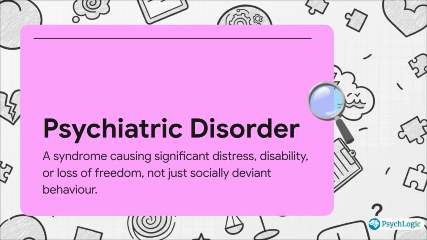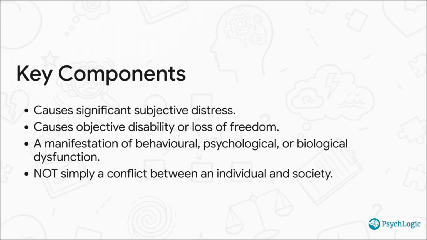And the definition also has these crucial exclusions. It's not just behavior that society happens to dislike, and it's not an expected response to something awful. This is where that line in the sand is drawn. Let's really pull this apart. First, subjective distress. The person is actually suffering. Second, objective disability. It's not just a feeling, it's actively getting in the way of their ability to function. Third, it has to point to some kind of dysfunction inside the person, whether that's behavioral, psychological, or biological. And finally, and this is so important, we'll say it again, having a conflict with society does not on its own equal a psychiatric disorder.